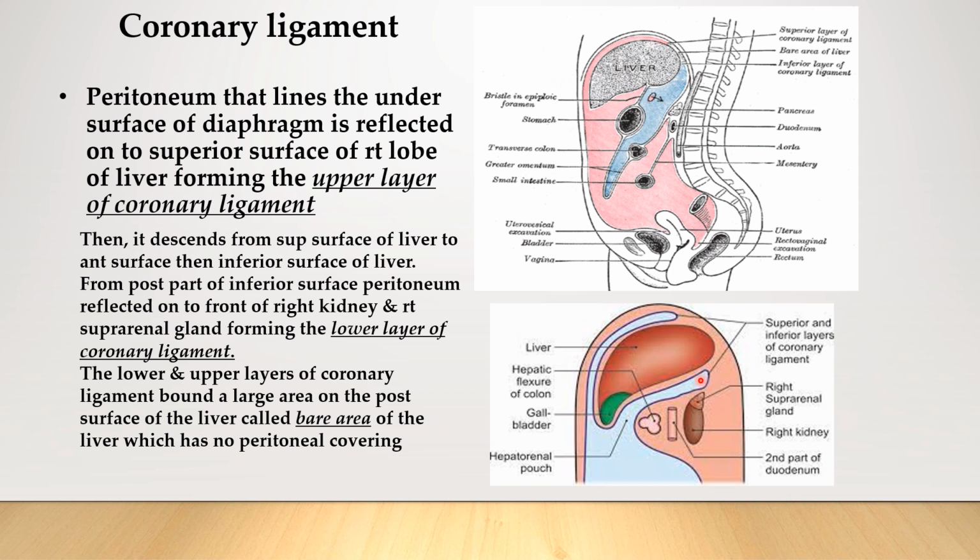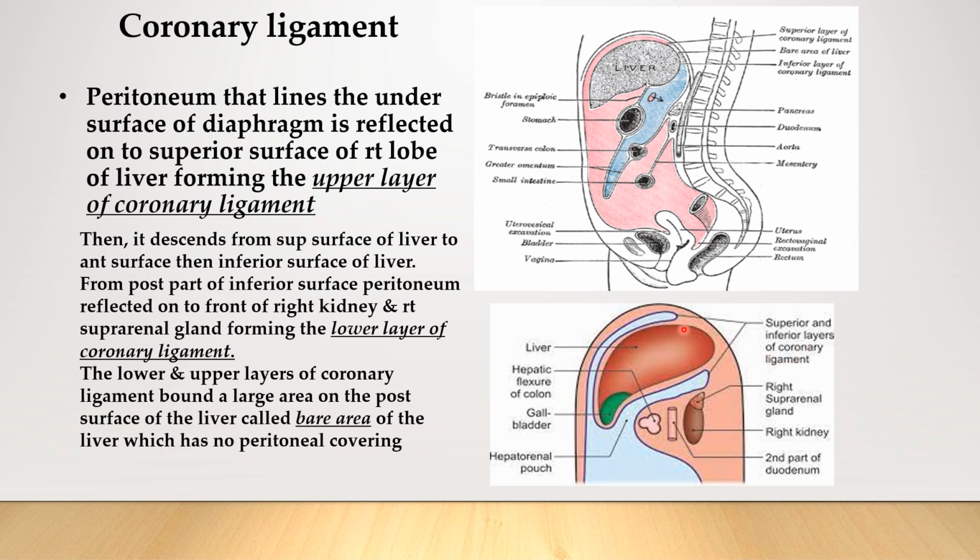So you can see this is reflecting in front onto the front of this right kidney and the right suprarenal gland, and this reflection is forming the inferior layer of the coronary ligament. So the peritoneum from the undersurface of the diaphragm reflects onto the superior surface of the liver, forming the superior layer of coronary ligament. Then that reflection becomes continuous on the anterior surface and the inferior surface. On reaching the posterior part of the inferior surface, it is reflected onto the front of the right kidney and the right suprarenal gland, forming another reflection, known as the inferior layer of coronary ligament.